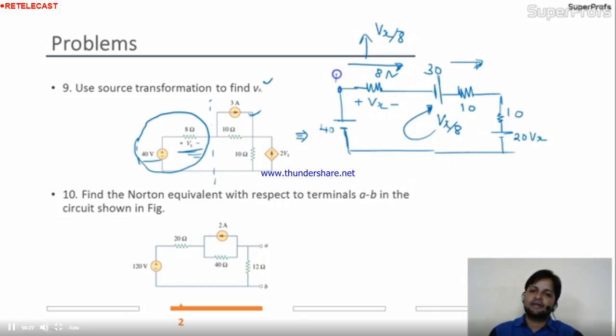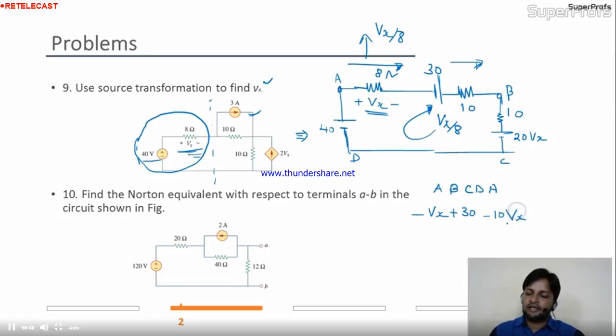Now I'll apply KVL from A, B, C, D, A. My circuit path is A, B, C, D, A. Is it okay? I'll start from here. First I'm getting minus Vx, here minus Vx. Then I'm getting plus 30. Then here I'm again getting minus 10 Vx by 8. Is it okay? Because here the Vx is directly given, and I'm writing the Vx voltage equation only.